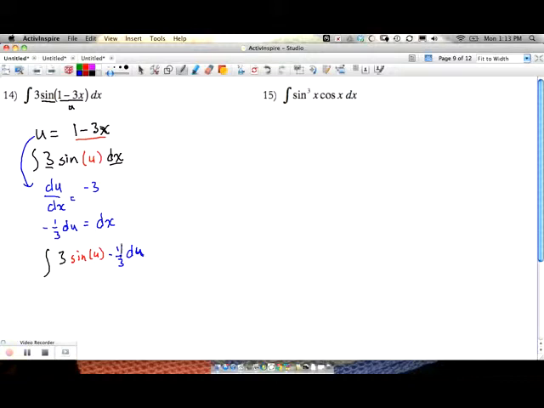Now some simplifying is going to happen here. This 1/3 and this 3 go away, but we still have that negative. So now, simplifying even more, we're looking for the integral of negative sine of u du. We have to take the antiderivative of negative sine. So what, when I take the derivative, gives me negative sine? That would be cosine of u plus c. And in this case, u was 1 minus 3x, so this is going to be cosine of 1 minus 3x plus c.